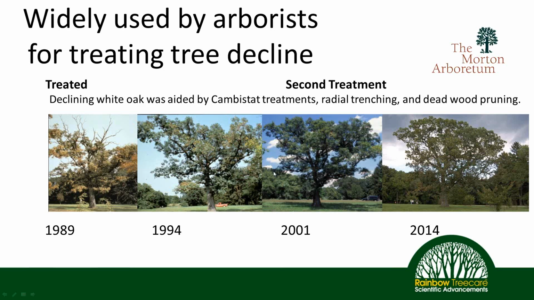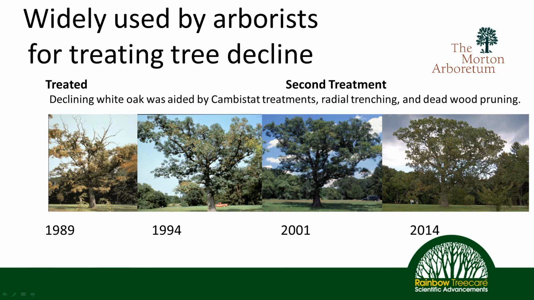Now, here's an example of a tree at the Morton Arboretum. This was a declining white oak, and we used radial trenching here. Somebody used radial trenching here. It wasn't the full root enhancement, but it's an example of how, over time, something like this can really change the health and appearance of a tree.